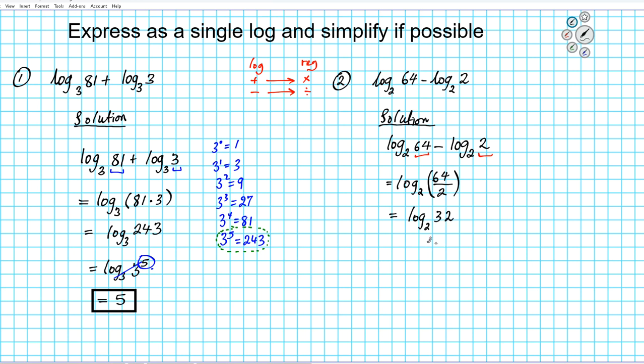Now, can we express 32 as a power of 2? Well, let's see. So 2 to the 0th power is 1. 2 to the 1 is 2.